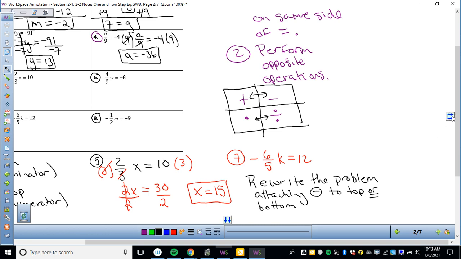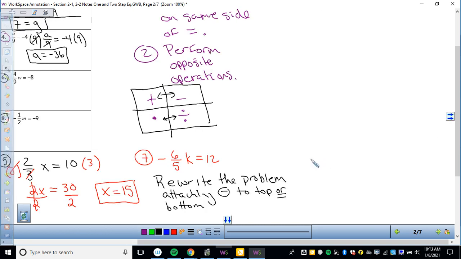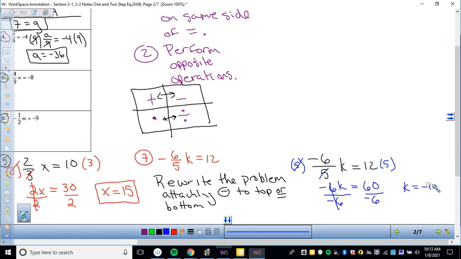So what I would do here is I would say, I'm going to attach it to the top. Negative 6 over 5k equals 12. So that way it's easy to see I don't deal with the negative until I deal with the 6. So now we'll multiply by the bottom to clear the fraction. We get a cancel there. We're looking at negative 6k equals 60. And now we will do our second step, divide by negative 6. They cancel, divide by negative 6, and we get k equals negative 10. That's your answer.